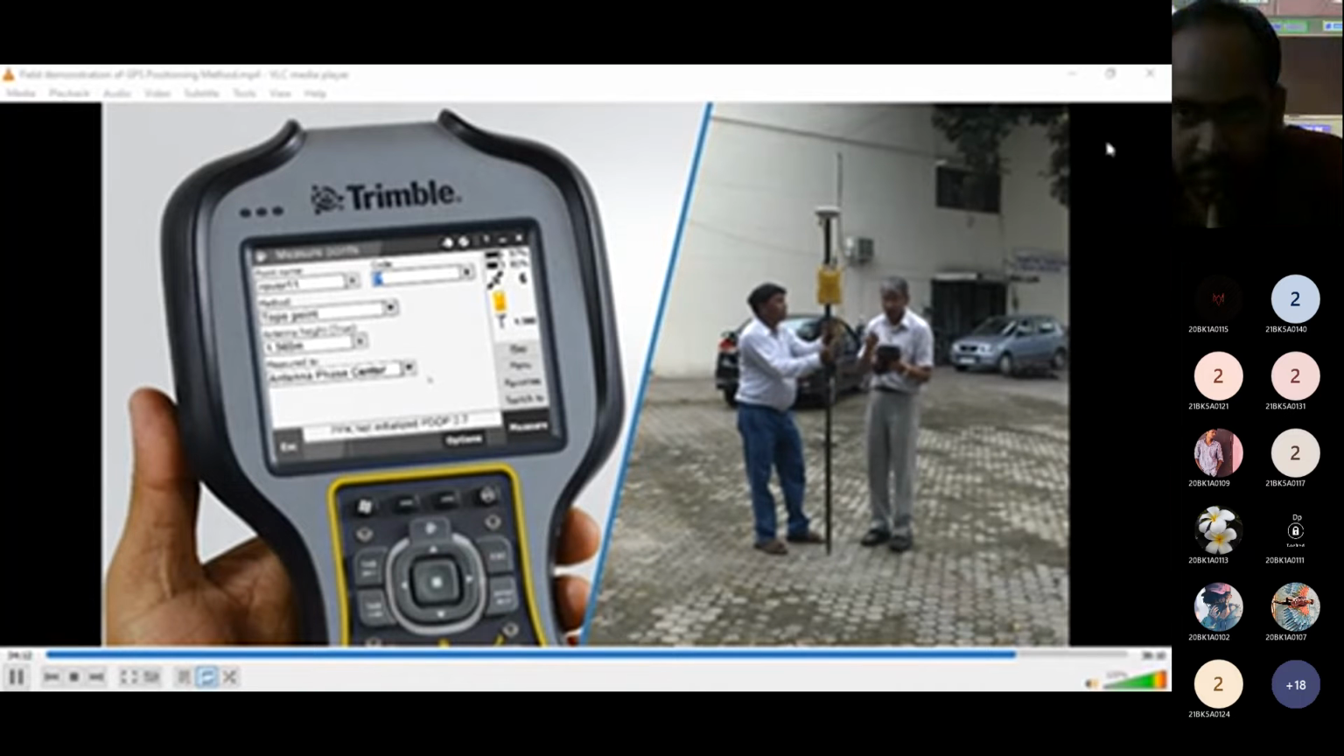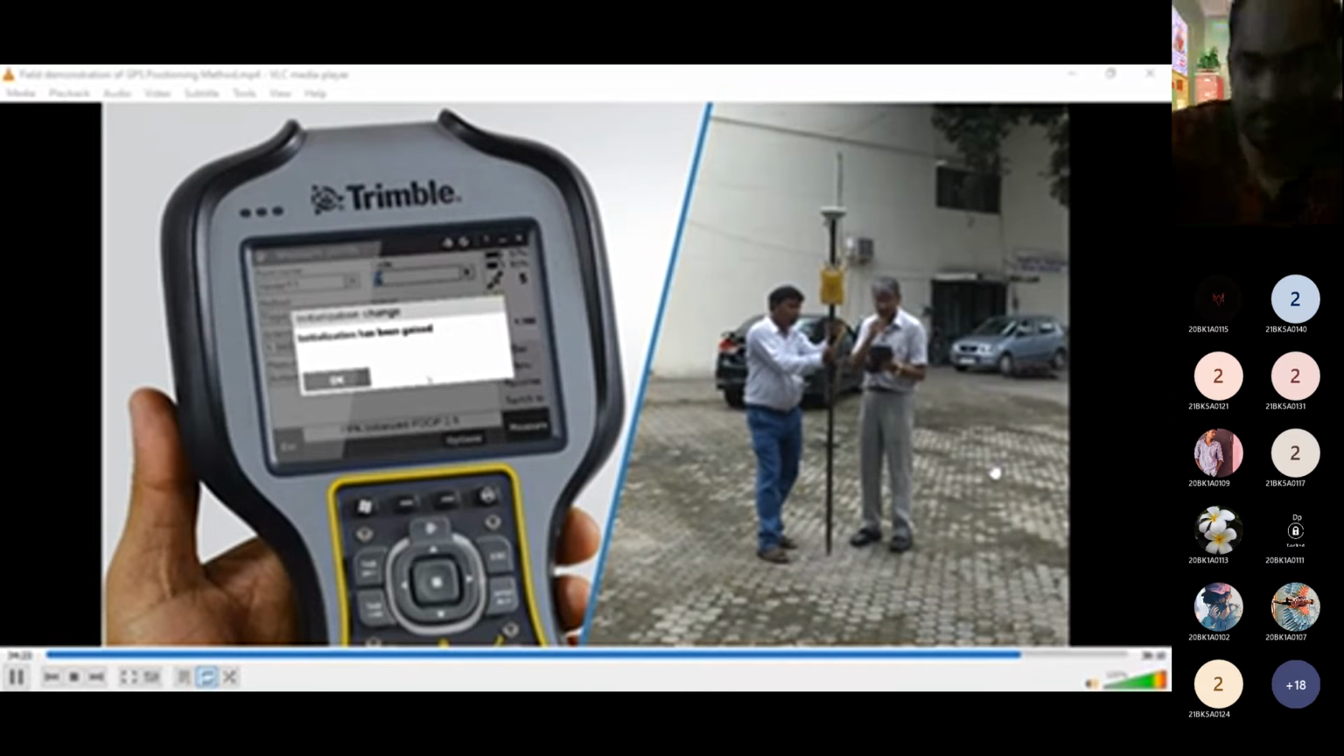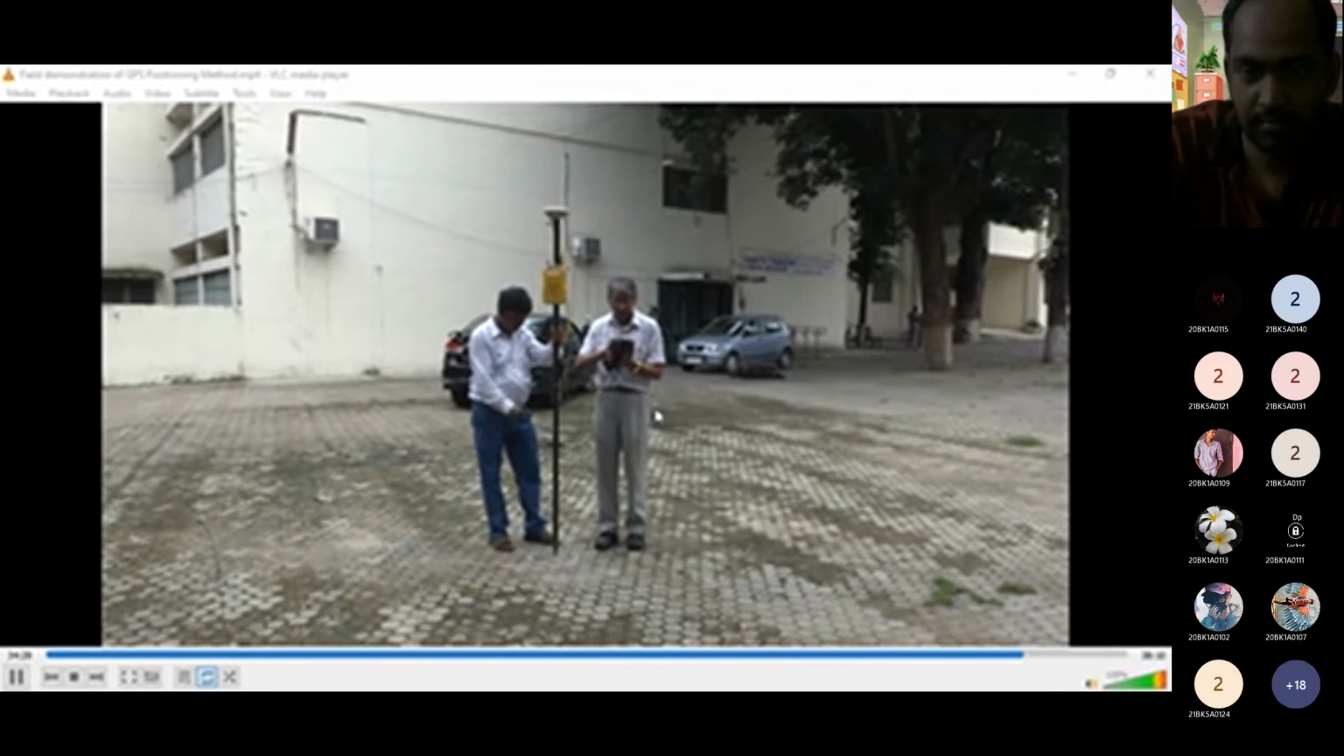So in this way, we can go on continuing our measurement and define points, salient points, and during post-processing, we can get the position. So with this, I want to conclude our demonstration of the stop and go method.